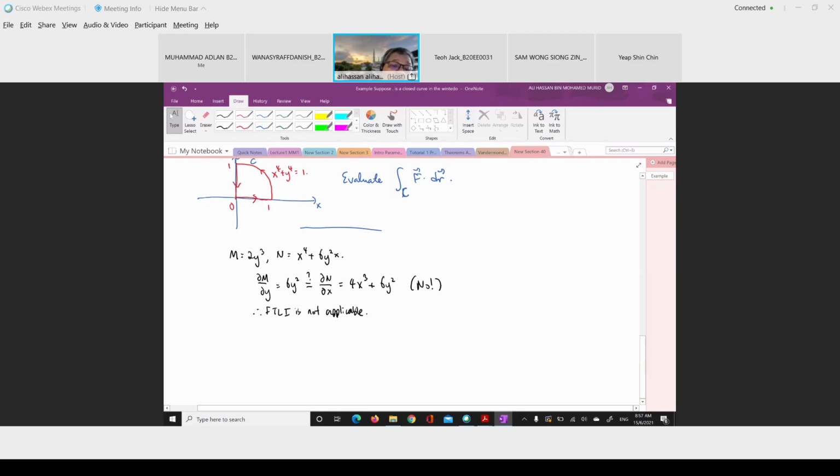By Green's theorem, it is equal to the double integral over the region bounded by the closed curve C.